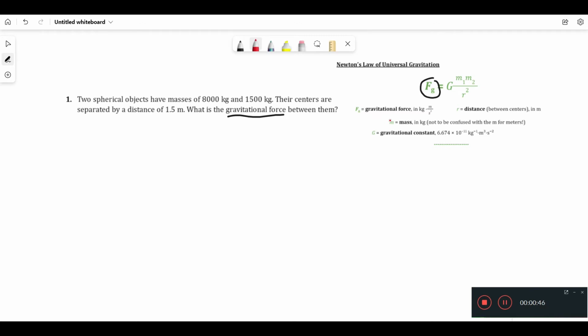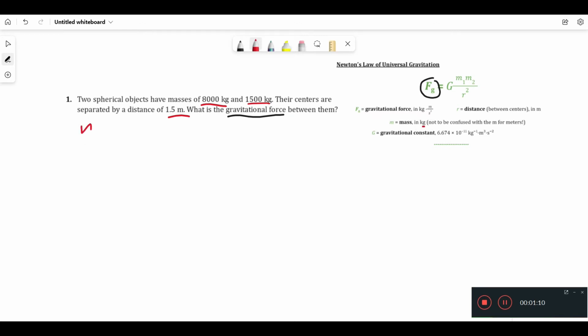Second question: if we know what we're going for, where are we? What do we know? What do we have to work with? I always like to underline the numbers. I see 8,000, I see 1,500, and I see 1.5. Those are the numbers, but we need to make sure we know what they are. Our kgs are our clue that this is some sort of mass.